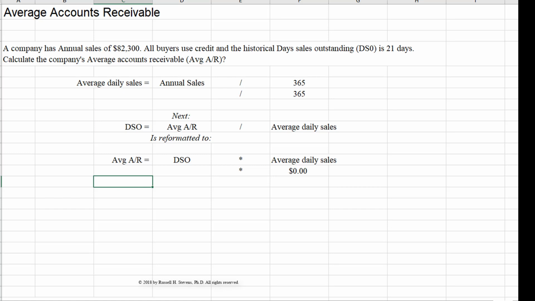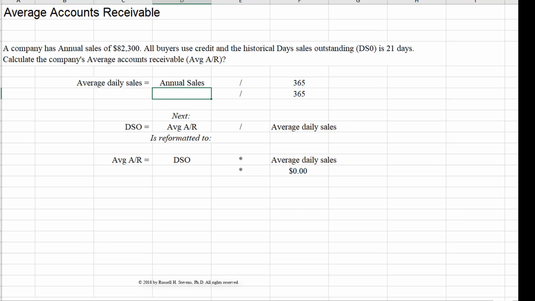One of the ways to calculate average accounts receivable is to back into the number using the days sales outstanding. There are 3 steps to doing this, and they are shown in the screen in front of you. First, since the number provided in the problem is annual sales, that needs to be reduced to daily sales. That is done in the first framework.